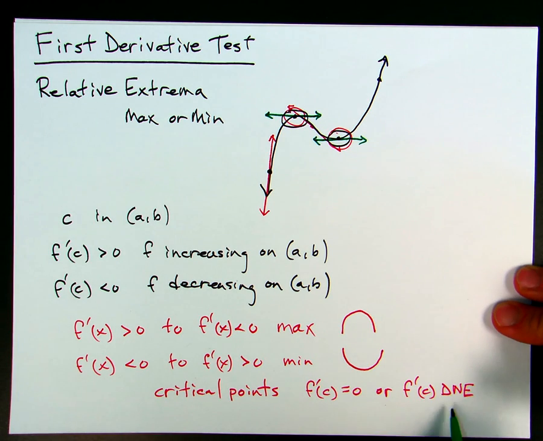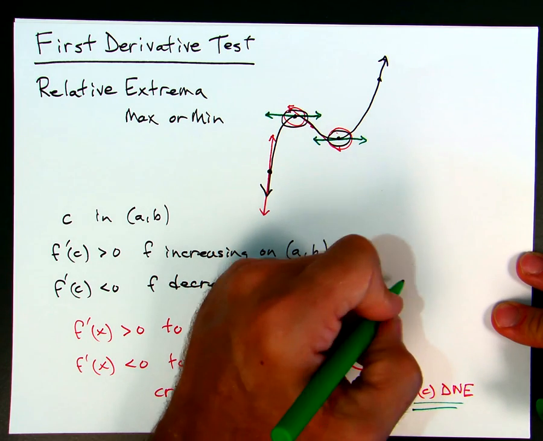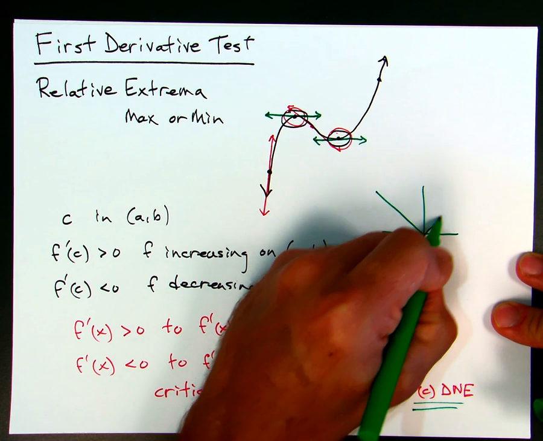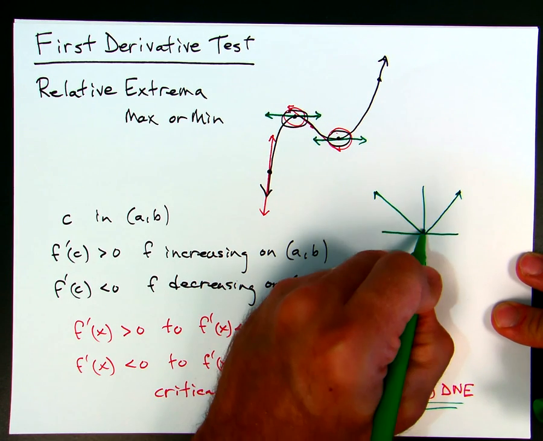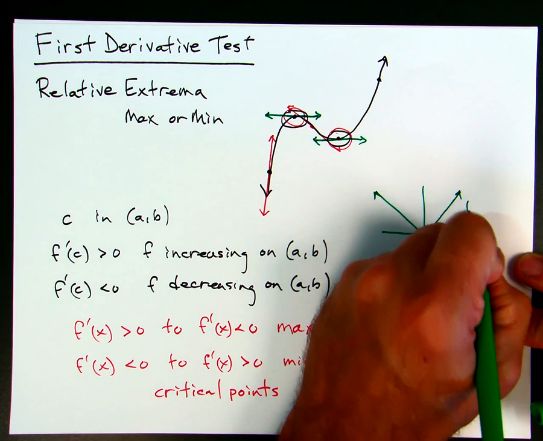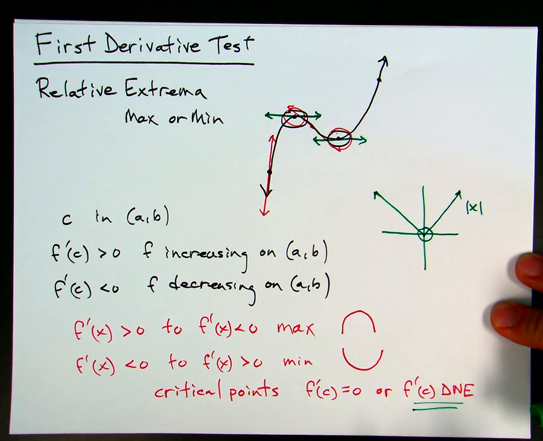If you recall, though, in this case, we would have something maybe like an absolute value function, like this, and we have this corner point that's not differentiable. So this is absolute value of x. The derivative is undefined at that point, but that would be a minimum.